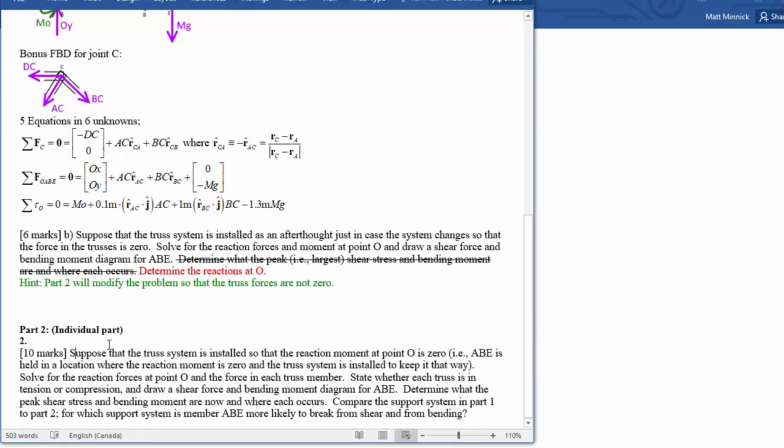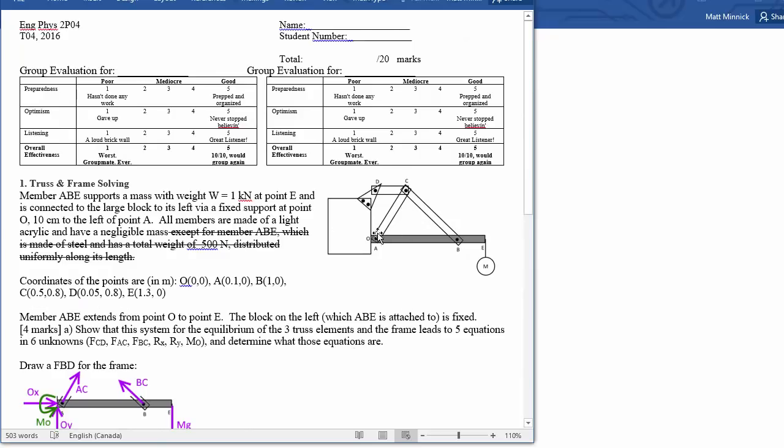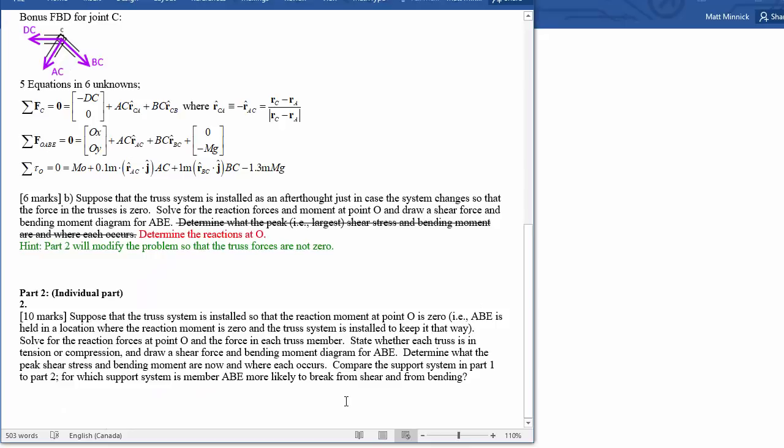Okay, last part. Suppose the truss is installed so that the reaction moment at point O is 0. So rather than setting the force in the trusses as 0, so the moment is supplied, we've installed the truss so there's no reaction moment, and the system's installed to keep it that way. Solve for the reaction forces at point O and the force in each truss member. State whether each truss is in tension or compression, and draw a shear force and bending moment diagram for ABE.